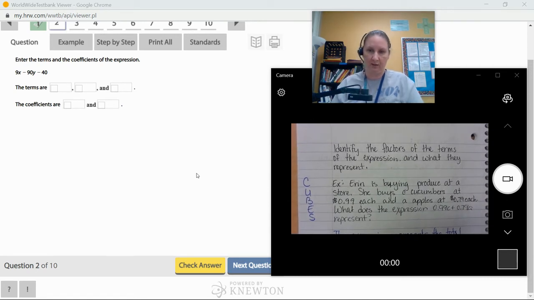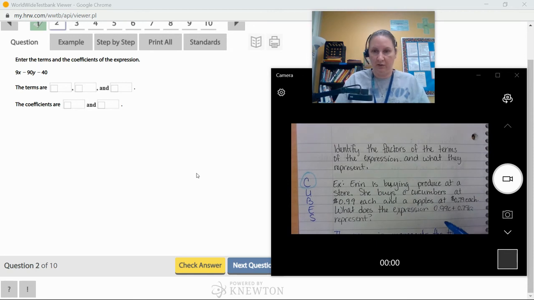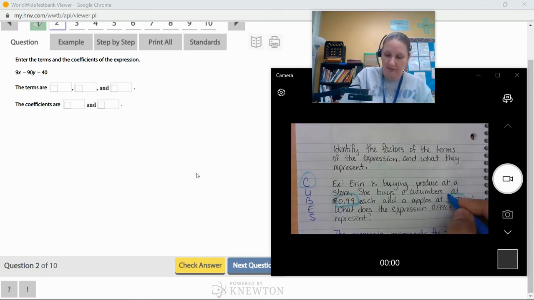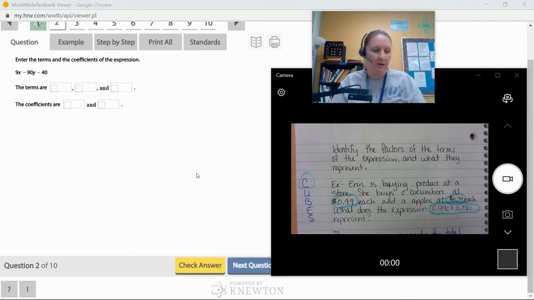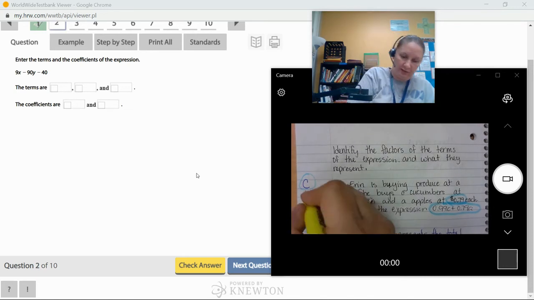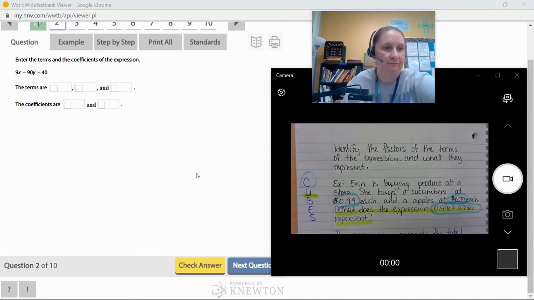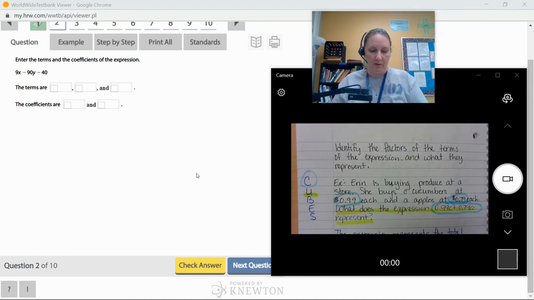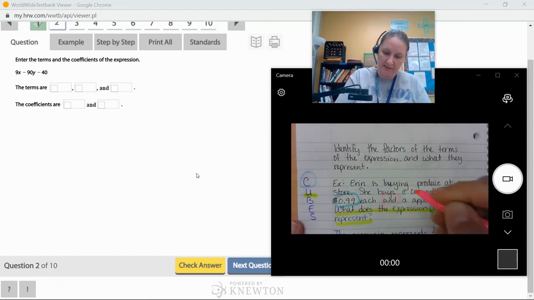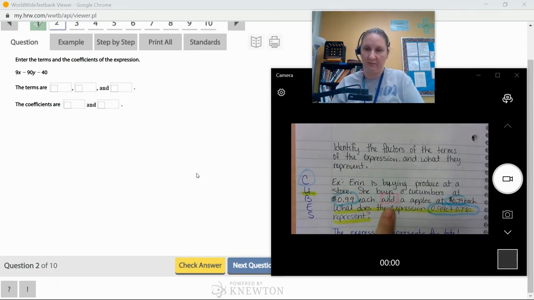What is an expression? Okay, so using CUBES, we would first circle all of our numbers. Our numbers are 99 cents and 79 cents. Then it says to underline what the expression represents. Sorry, we want to box in any keywords. So I see a keyword, "and." Remember from our previous page, "and" means plus. So this is C plus A, C at 99 cents each.